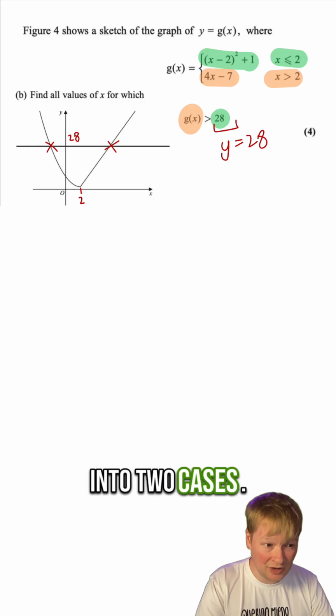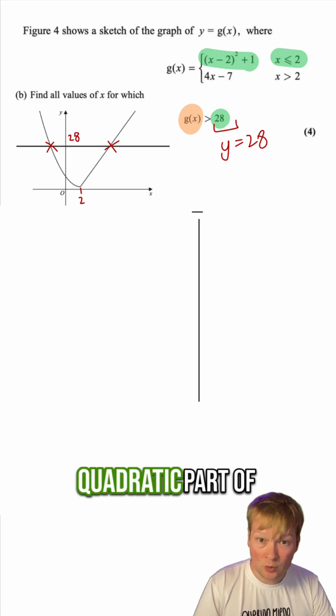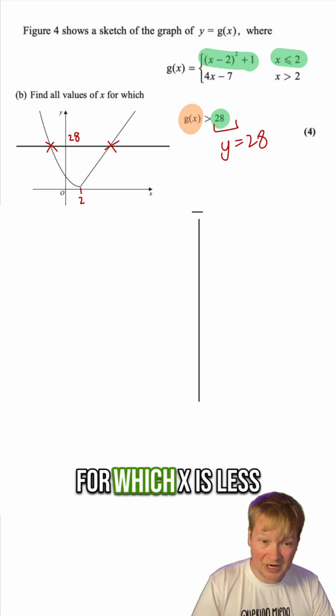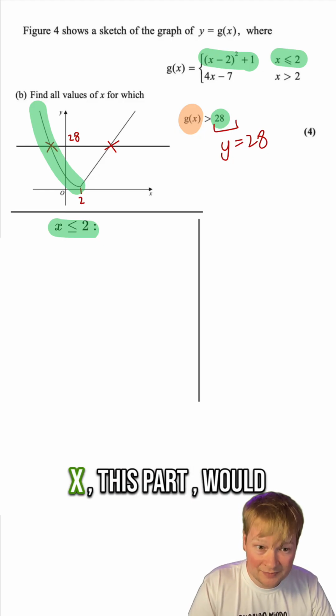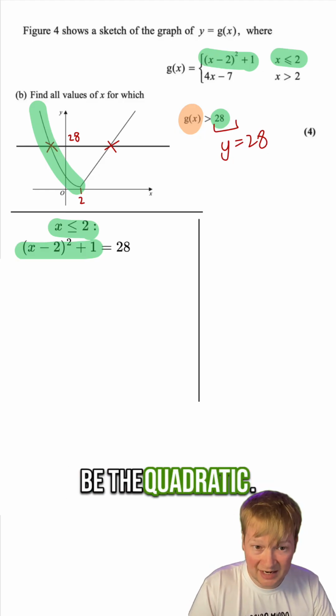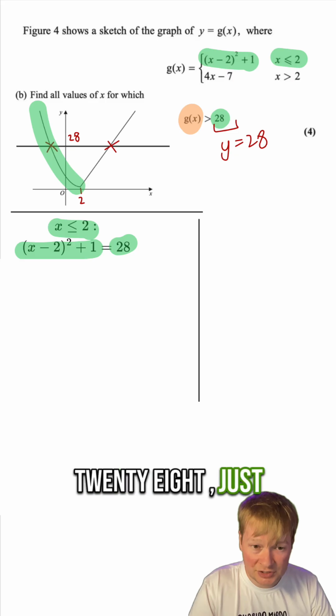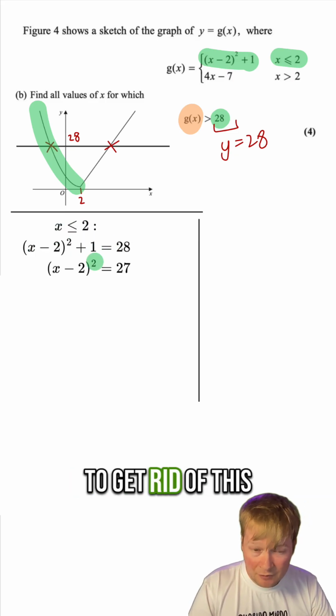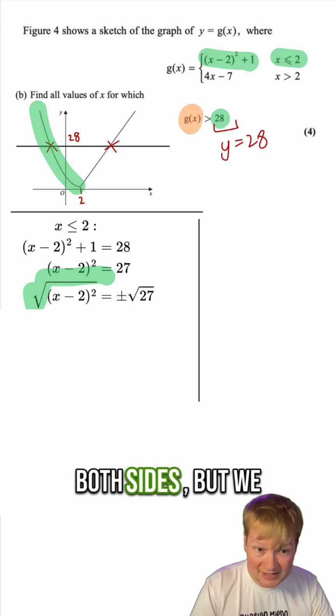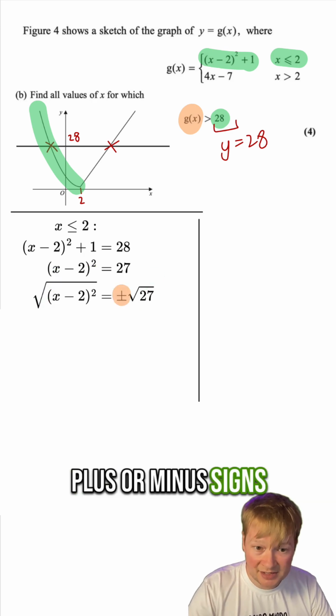So let's split this into two cases. Let's start by considering the quadratic part of the graph, for which x is less than or equal to 2, so this part of the graph. When x is less than or equal to 2, g of x, this part, would be the quadratic. And we're just going to set that equal to 28, just to find out when they're equal. If we subtract 1 from both sides, we end up with 27. To get rid of this square, we take square roots of both sides, but we mustn't forget plus or minus signs when we do that.